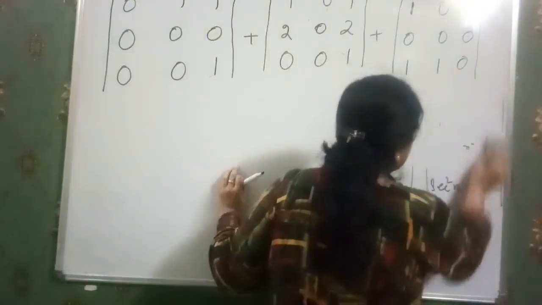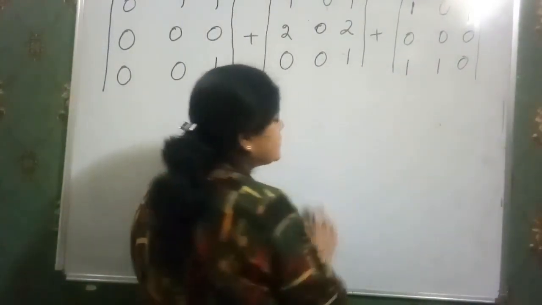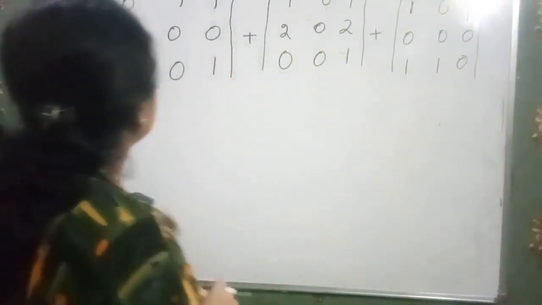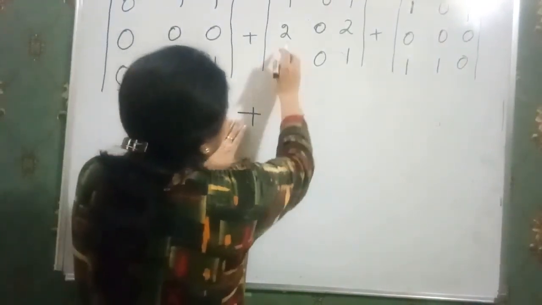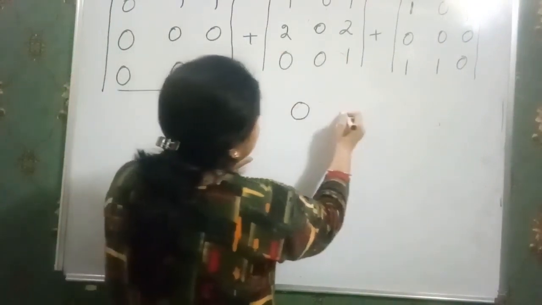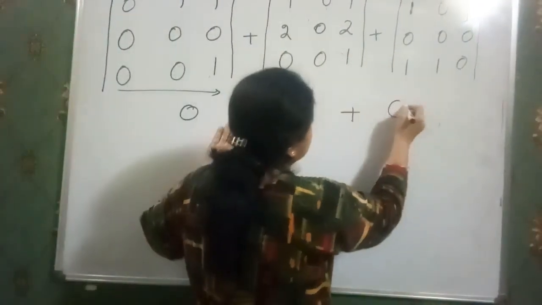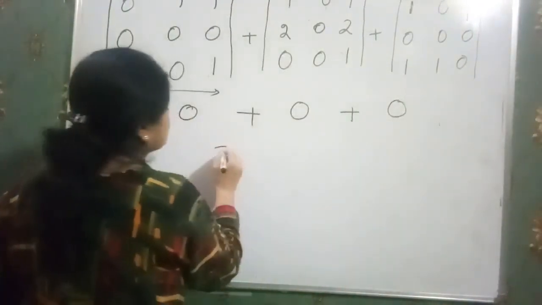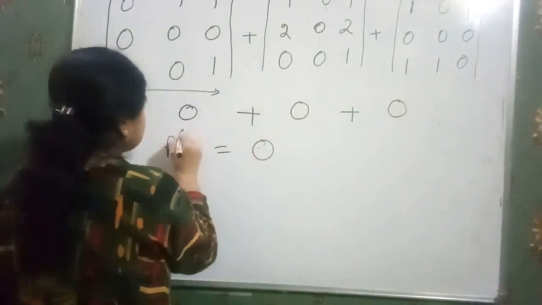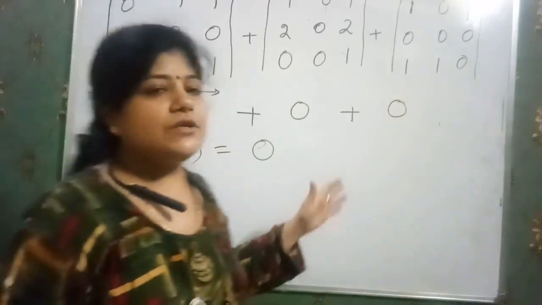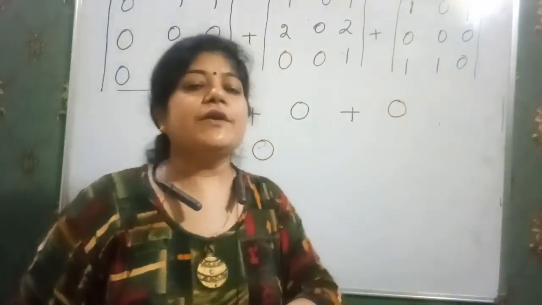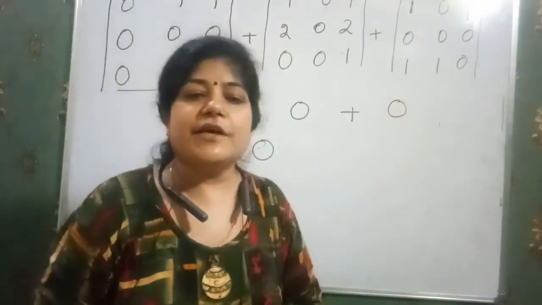You can find any determinant, and you just solve it and find the answers. In this case the value of the determinant is 0. Here I also observe that it is 0, and in the same way we also observe that this is 0. So overall f dash x is 0. The main concept behind this question which I want to explain to you is how to differentiate a function.